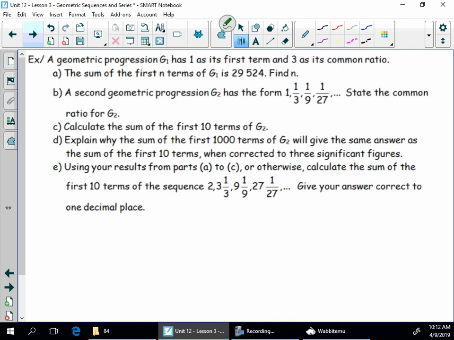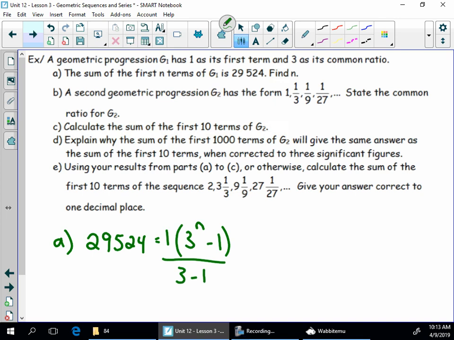The geometric progression, just a fancy word for a sequence, has 1 as its first term and 3 as its common ratio. The sum of the first n terms is 29,524. Find n. Okay, so this is kind of our standard question. Sum 29,524. U number 1. Our ratio is 3. Exponent is n. Subtract. This is basically the last question we just did, just with nicer numbers.